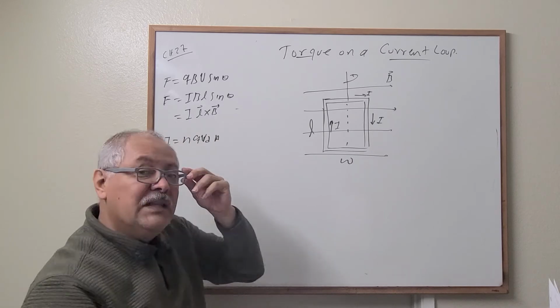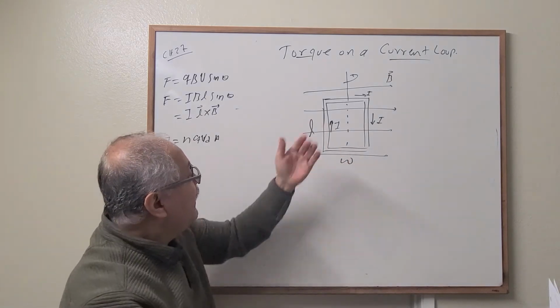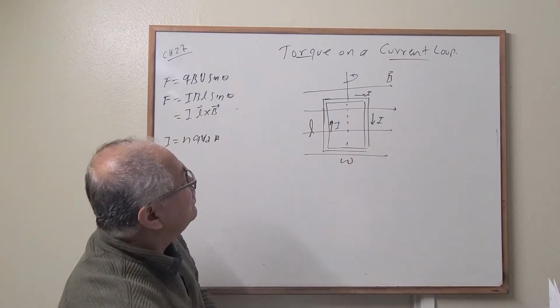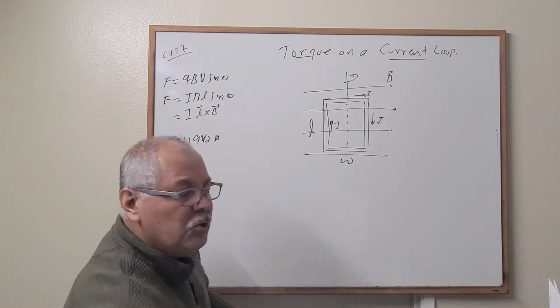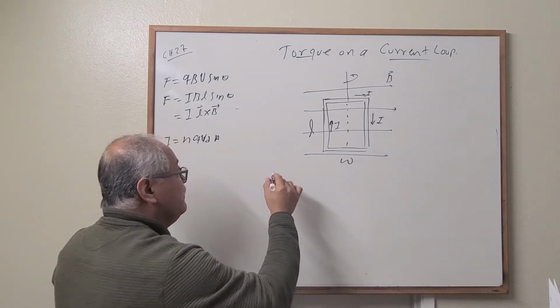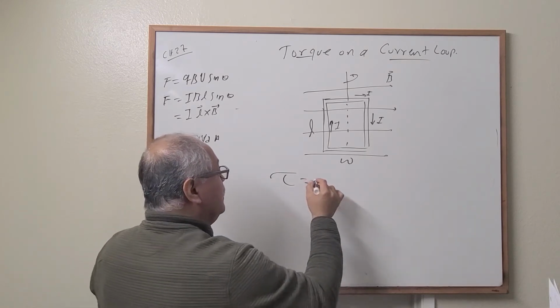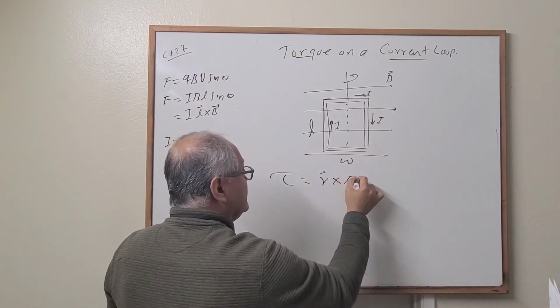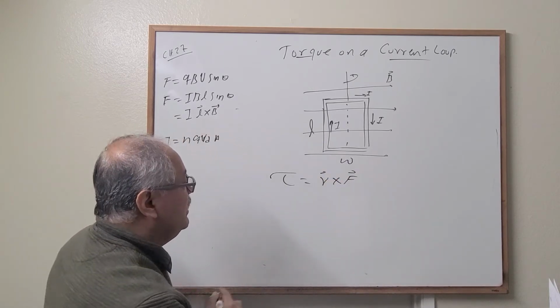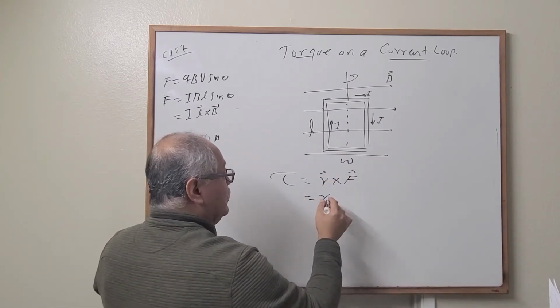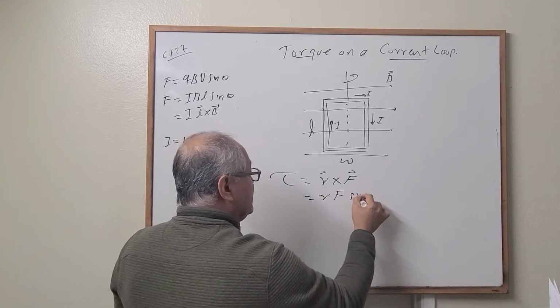Okay, now let's find the magnitude of that torque that is acting on this loop. Let's do it. How do we define torque? Torque is defined in this way. This is tau, that's the symbol for torque. Tau equals R cross F, the cross product. So this equals R times force times sine theta.